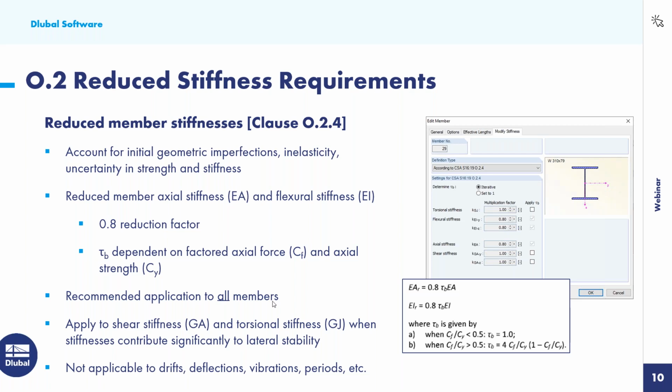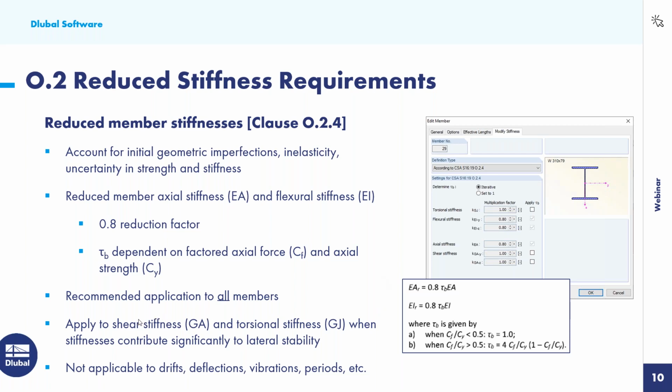Now, it is recommended to apply the stiffness reduction to all members that contribute to the lateral stability of the structure. However, the code goes on to say that in order to avoid localized distortions, it's really recommended to apply it to all members. And that's what we'll be doing in our example today, applying this stiffness reduction to every single member within our example.